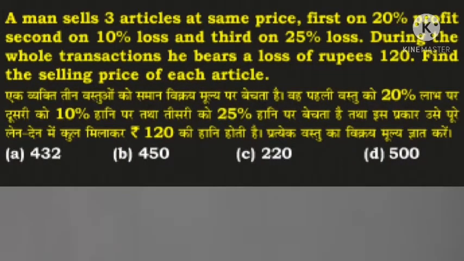A man sells 3 articles at the same price. First at 20% profit, second at 10% loss, and third at 25% loss. During the whole transactions, he bears a loss of rupees 120. Find the selling price of each article.